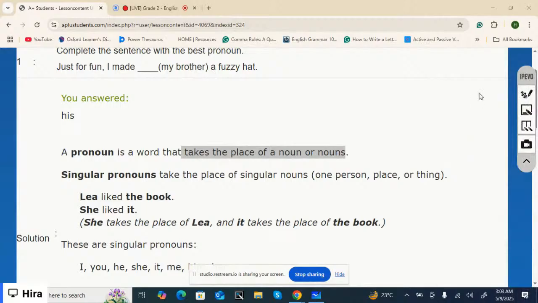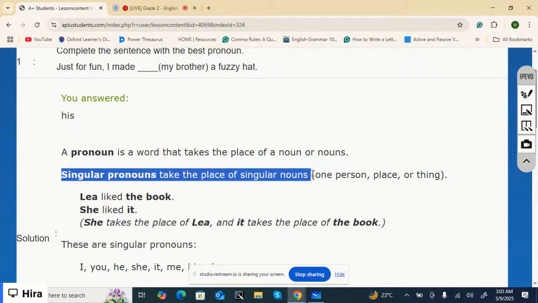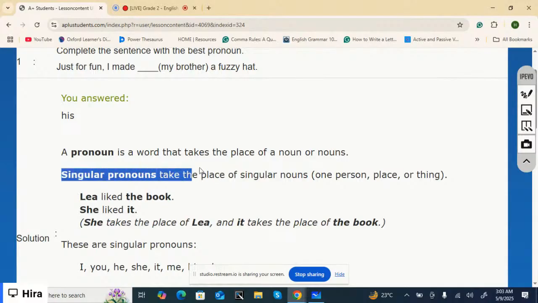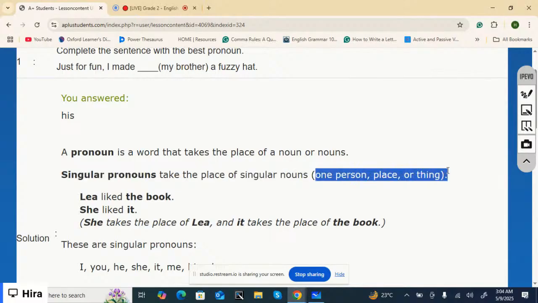Singular pronouns take the place of singular nouns. And what are singular nouns? The name of one person, the name of one place, or the name of one thing. Plural pronouns cannot take the place of singular nouns. It's really not possible, because obviously when you talk about one person, you'll use a pronoun which is used for one person. We cannot use the pronoun which is used for more than one person. So, singular pronouns take the place of singular nouns, and the singular nouns are names of one person, one place, or one thing.